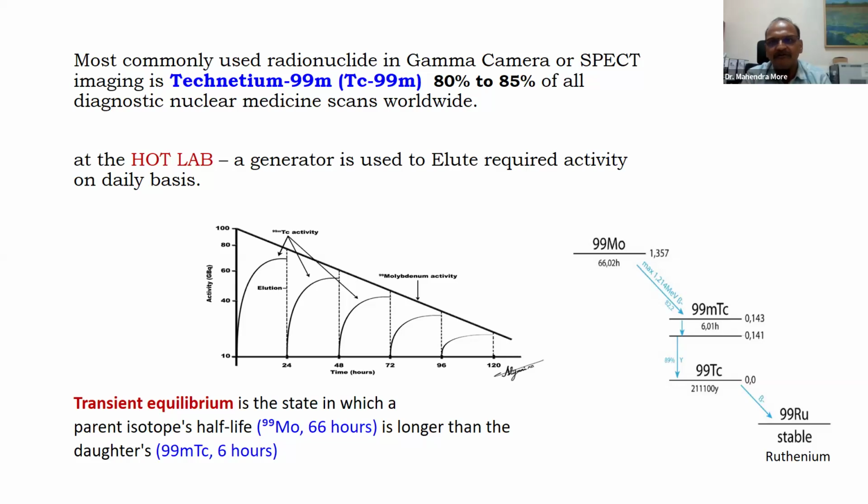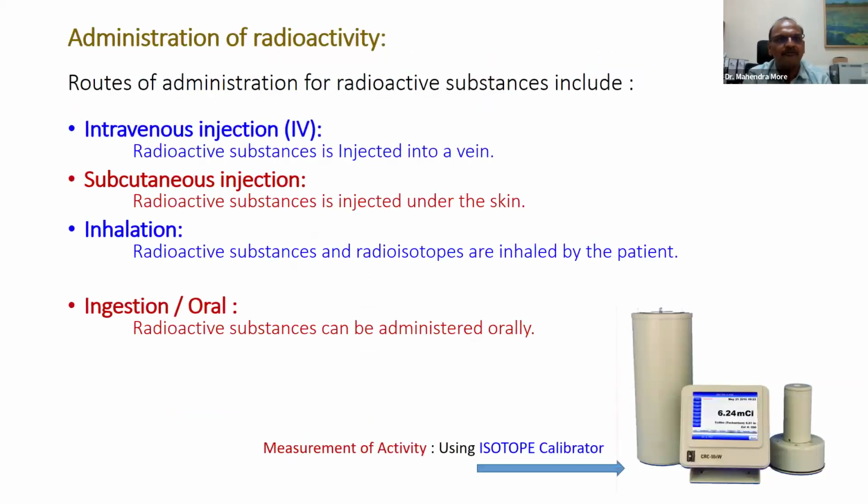And at equilibrium, after 4 half-lives, 6 times 4, so 24 hours, we can again elute the generator. We can get the technetium for that particular day. And this technetium is tagged with different pharmaceuticals. As I told you, for each organ, one pharmaceutical is responsible. Okay. So the route of administration of this radioactivity. So in a hot lab, these two are labeled together.